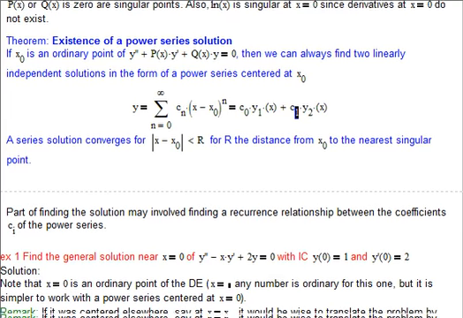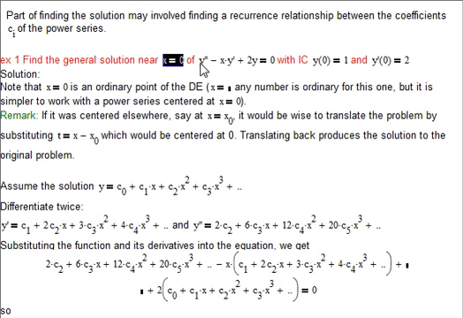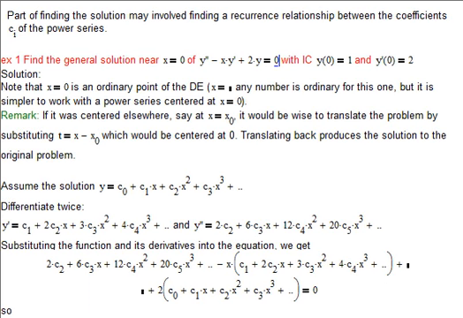So here we go. Here's our first example. Find the general solution near x equals 0 of y double prime minus xy prime plus 2y equals 0 with initial conditions y(0) is 1 and y prime of 0 is 2. I have a notion we'll be filling those in at the very end. So what do we do?